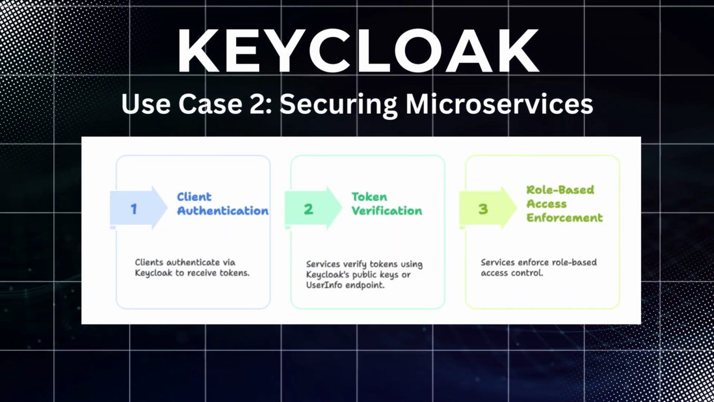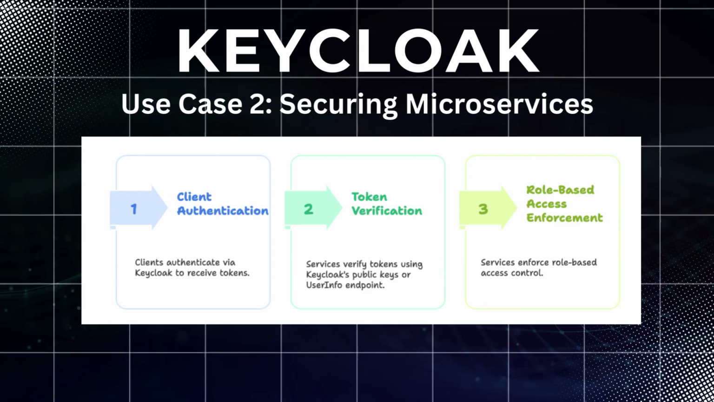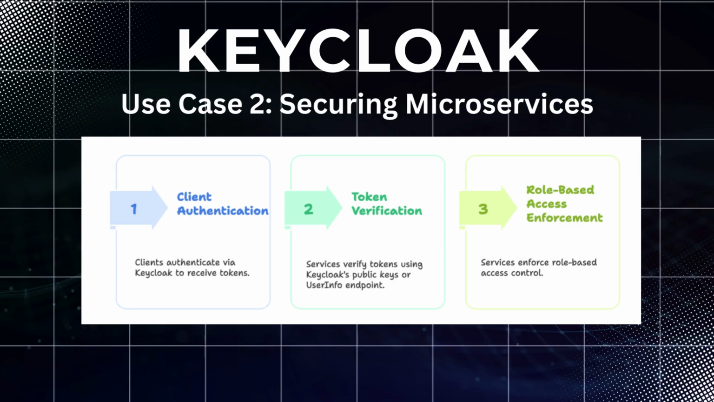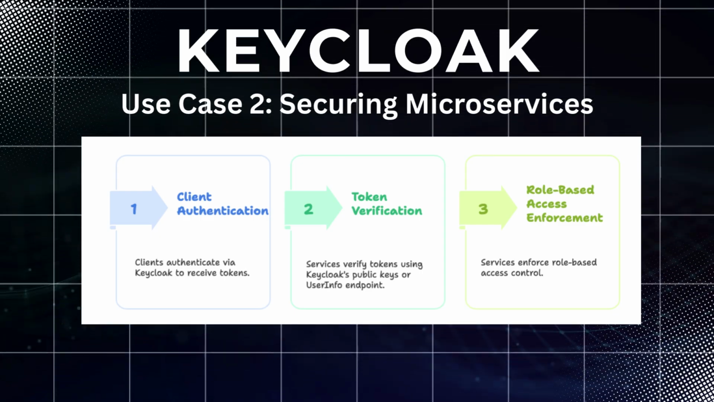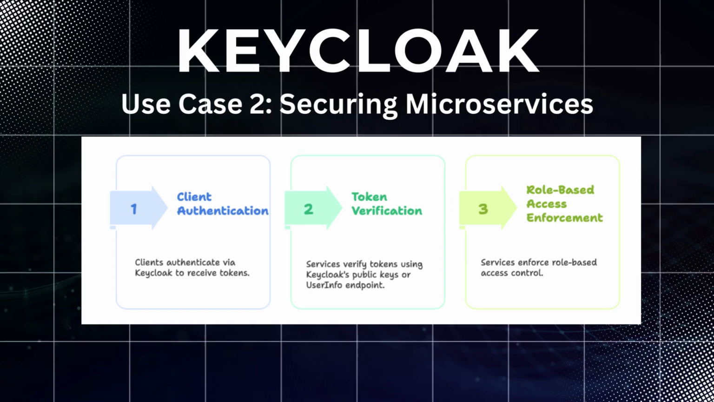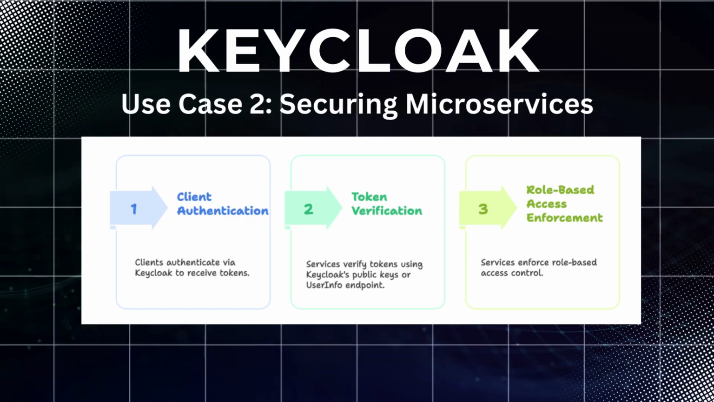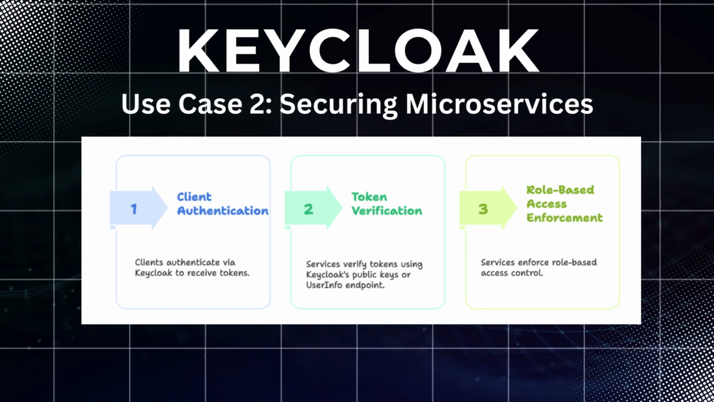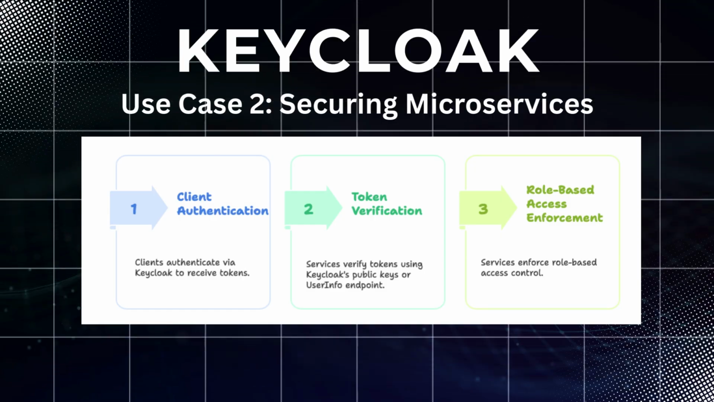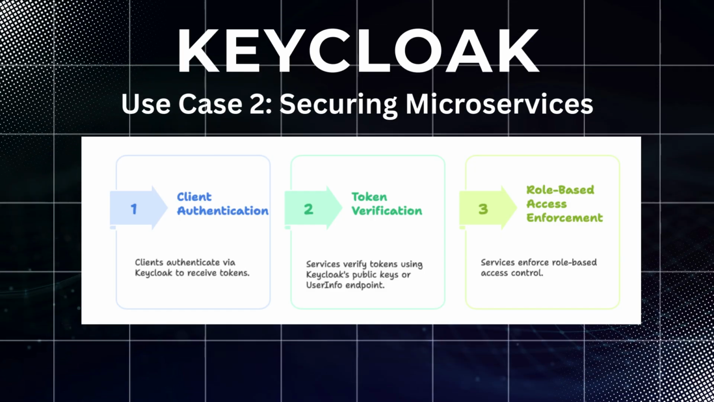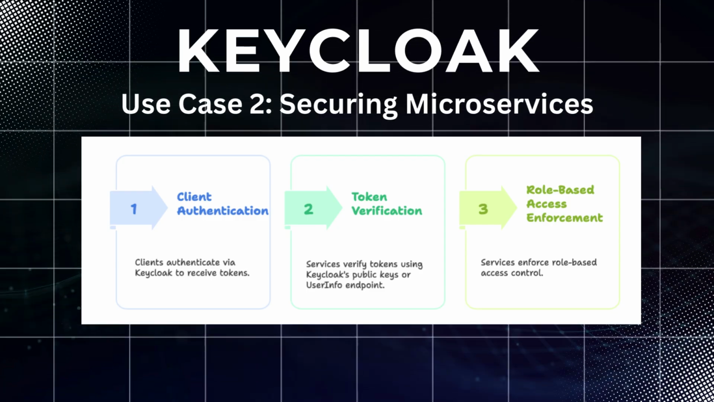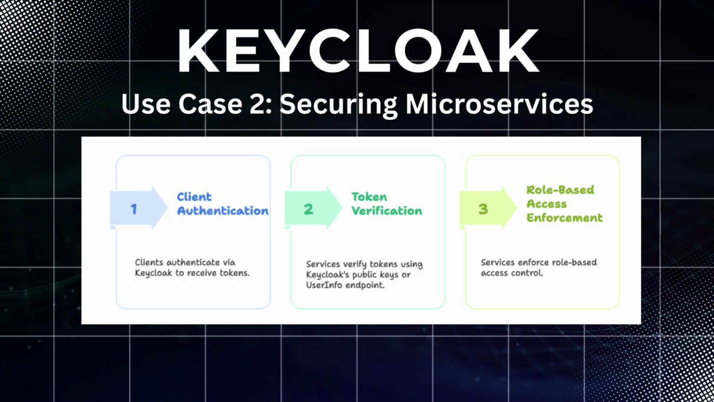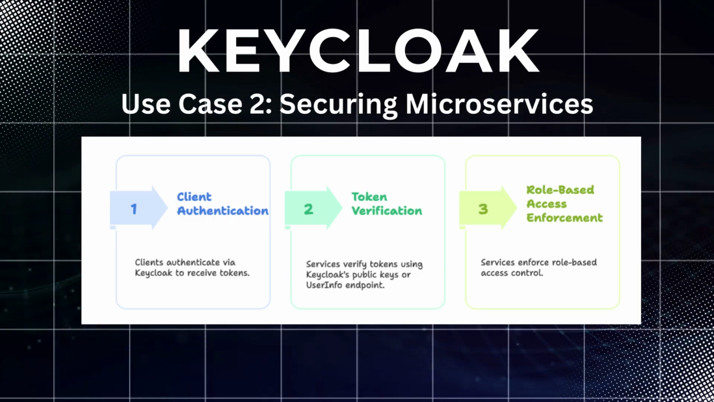The next case will be securing microservices. Like a company has multiple microservices like auth, billing, customers, and so on. Each service is stateless and protected with OAuth 2 access tokens. How it works is clients like a web app or mobile app authenticate via Keycloak and receive tokens. Services verify the access token using Keycloak's public keys or via the user info endpoint. So role-based access is enforced in each service.